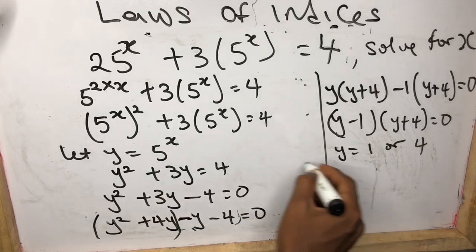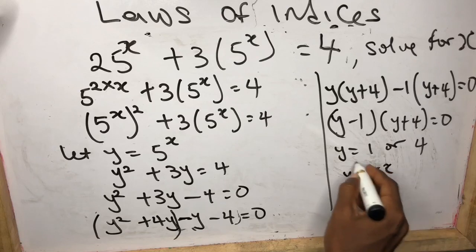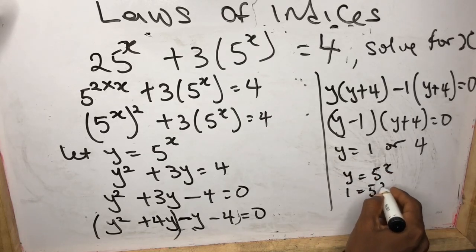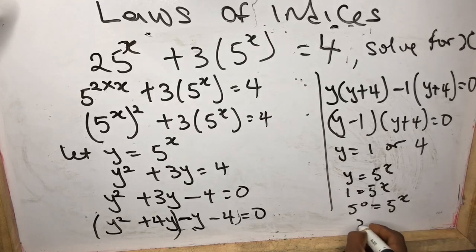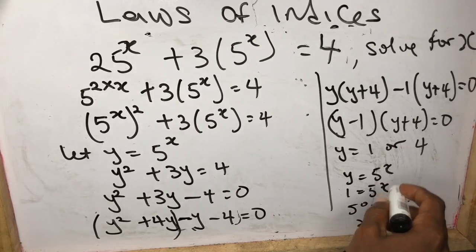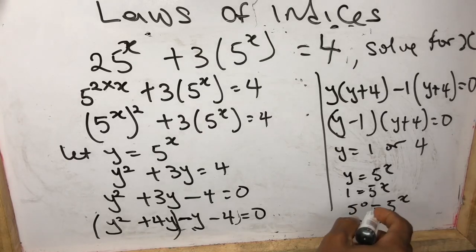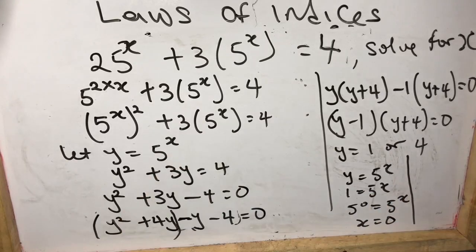Now, since you are looking for x, we're not looking for y. Don't forget. So taking y equals 1, you have 1 equals 5 raised to the power x. And 1 can be 5 raised to the power 0 equals 5 raised to the power x. So that means your x equals 0 because they both have the same base 5. So your x equals 0.